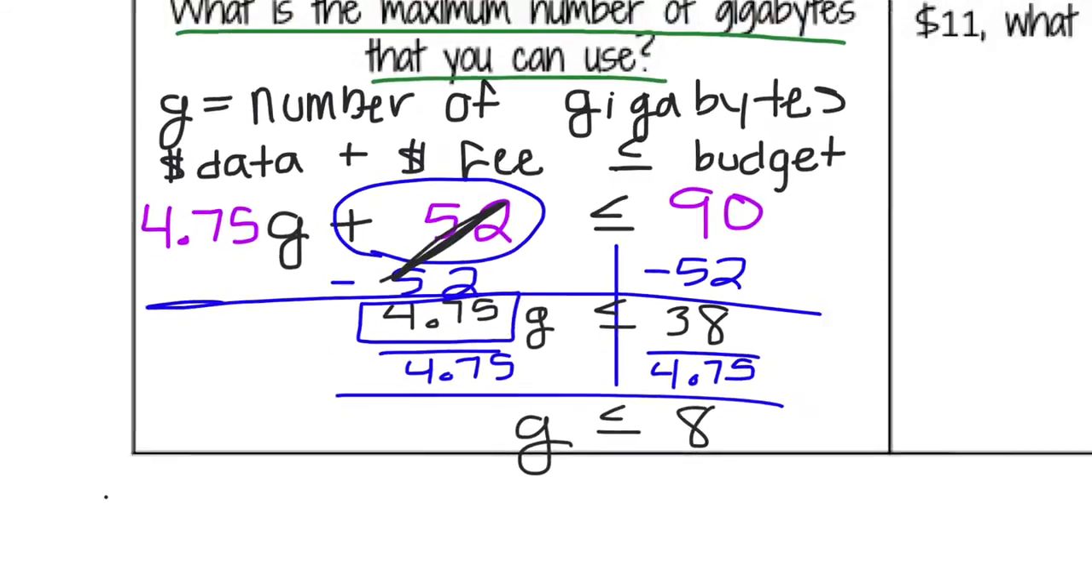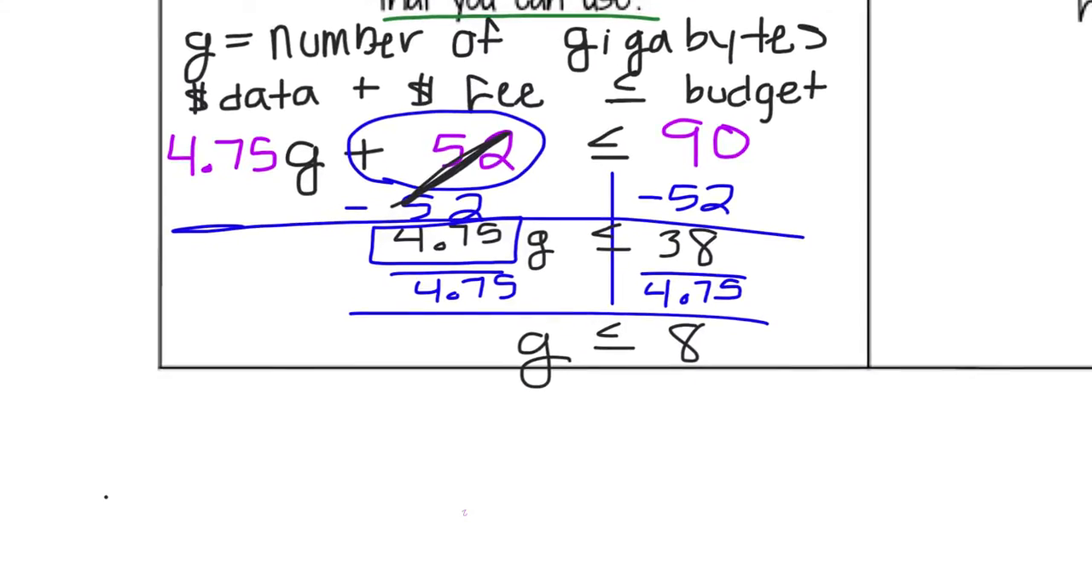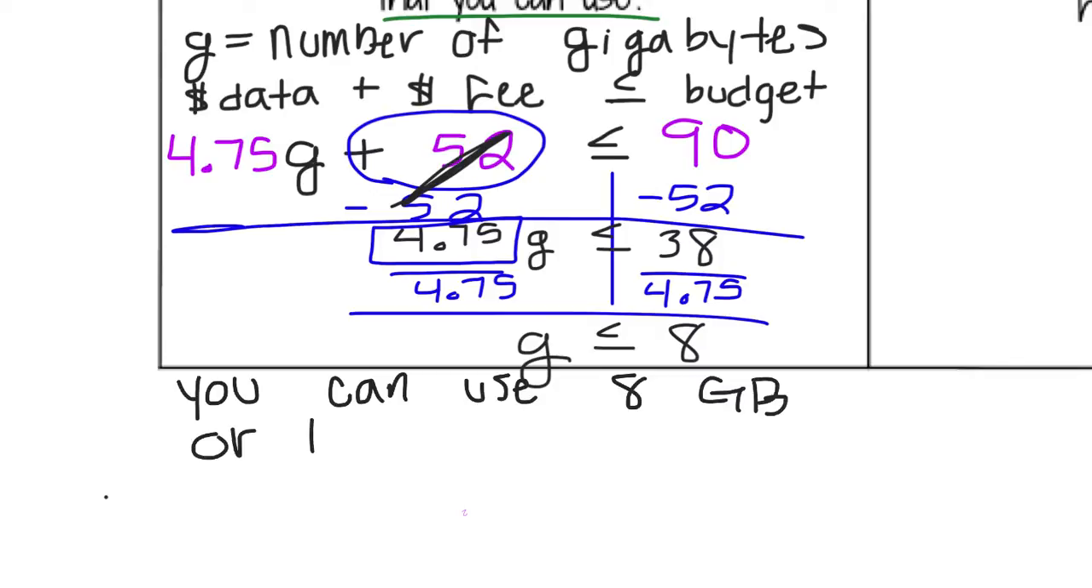That's a lot of data, yo. So you can use 8 gigabytes or less per month to stay in budget.